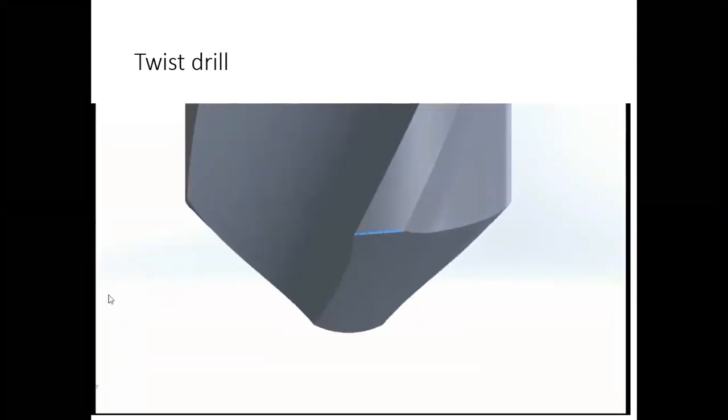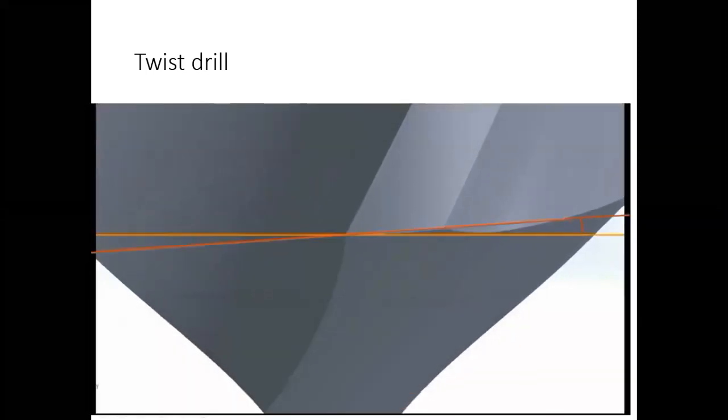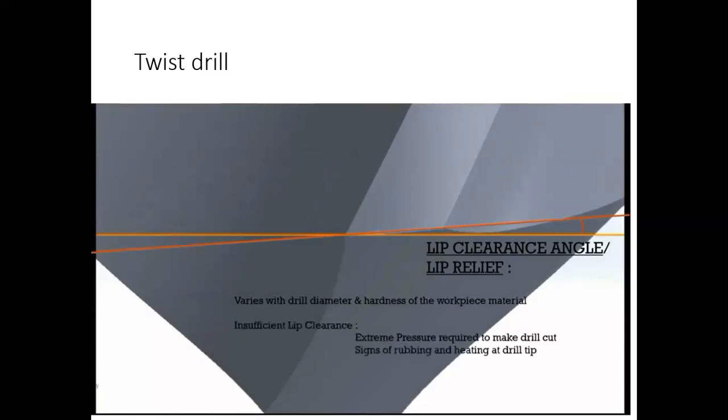Now, looking from a side, this angle measured between the margin end and horizontal plane is called lip clearance angle. Lip clearance angle or lip relief is decided based on the drill diameter and hardness of the material. Insufficient lip clearance will cause rubbing and heat generation, while excessive lip clearance angle can cause breaking of the drill corners. It ranges from 24 degrees for soft materials to 8 degrees for hard materials for various diameters.